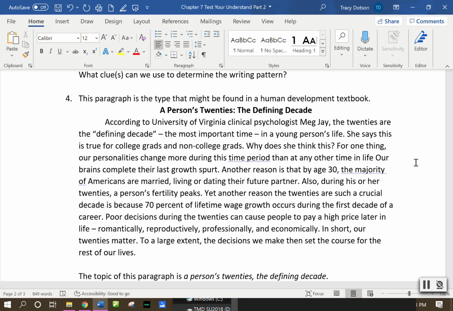Poor decisions during the 20s can cause people to pay a high price later in life, romantically, reproductively, professionally, and economically. In short, our 20s matter. To a large extent, the decisions we make then set the course for the rest of our lives. And so for this paragraph, our topic is a person's 20s, the defining decade. Okay? And so in this paragraph, our main idea is that first sentence, that it's the most important time in a person's life.